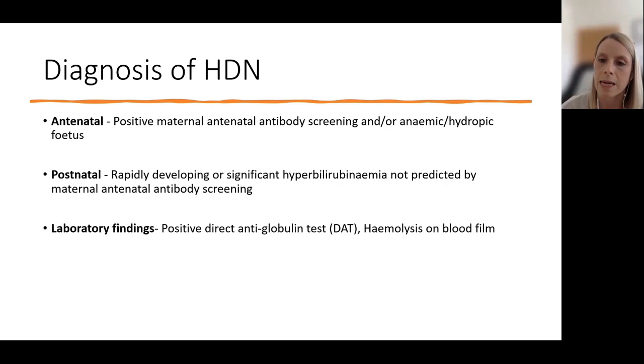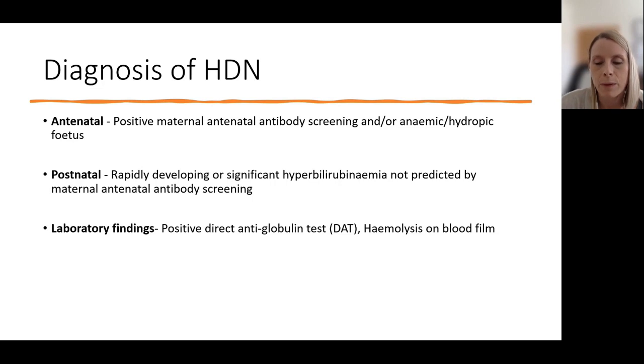So if babies are becoming anemic, this can be picked up looking at Dopplers. And also we can see babies who are hydropic in utero. So hydrops essentially means that the baby's got 2 or more fluid-filled spaces within the body. So it may be fluid in the lungs, pleural effusion, fluid in the abdomen, ascites, fluid within the skin, skin edema, or a pericardial effusion, and that can be picked up on ultrasound scan.